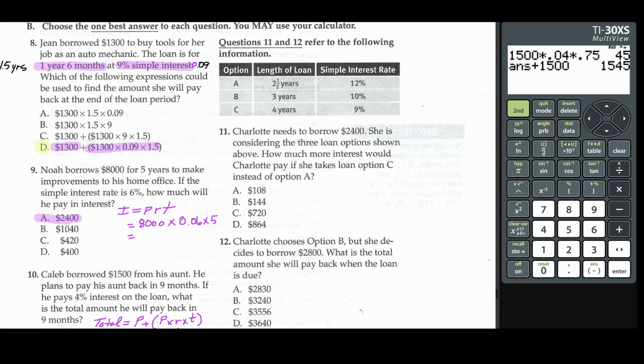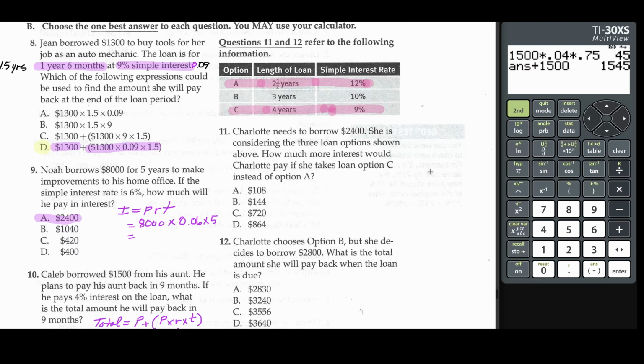Number 11 and number 12, the question says to use the following information on the data here. So let's look at number 11 first. Charlotte needs to borrow $2,400. She is considering the 3 loan options shown above. How much more interest would Charlotte pay if she takes loan option C instead of option A? So we are going to do 2 things here. First, we need to do the interest rate for A and the interest rate for C.